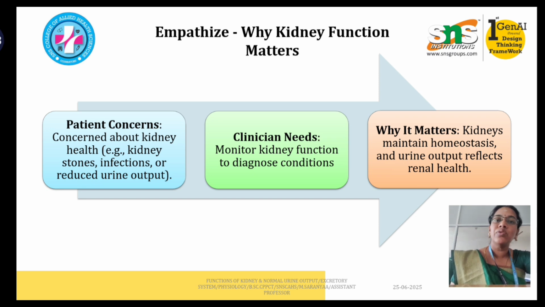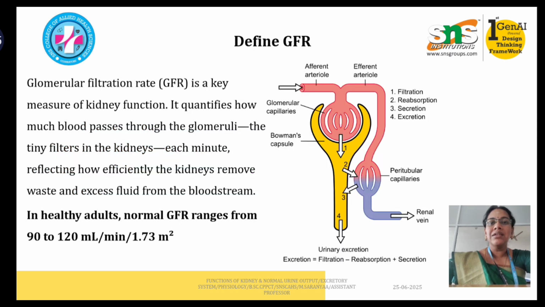Then the patient goes to a clinician. What will the clinician do? He wants to assess the functions of the kidney through various diagnostic tests. The ultimate reason for doing this is to see whether the kidney functions normally and maintains homeostasis and the urine output. This is mainly done with the help of GFR. GFR is the amount of filtrate removed from the blood. It is about 90 to 120 ml per minute per meter square. This GFR rate determines the amount of urine removed and the waste removed from the blood.